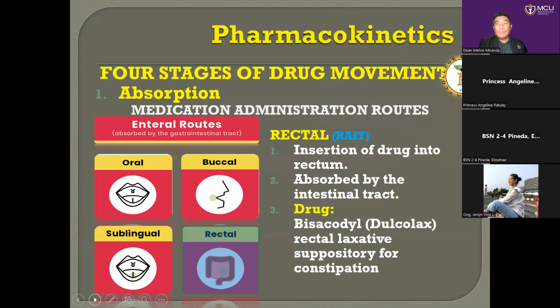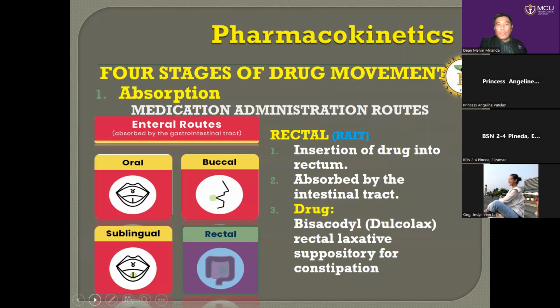Next, we have the sublingual, TARBs. So what do you mean by TARBs? Drugs are being absorbed under the tongue, AR, absorbed rapidly, BS, direct bloodstream. Next, RAIT, rectal. Rectal is drugs being administered or inserted by the rectum and absorbed in the intestinal tract.